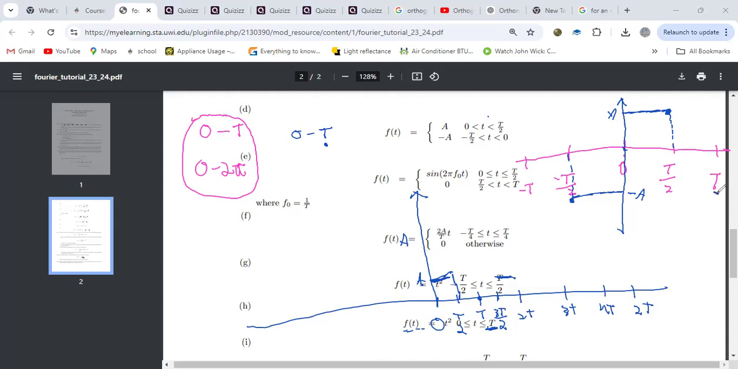So basically, this T here will be equivalent to this piece here. From T to a half T, that'll be 3T on 2, and then from that piece on to 2T, nothing. And then at 2T, you add the negative again, and it just keeps repeating itself, because 0 to T is the period. That is the pattern.